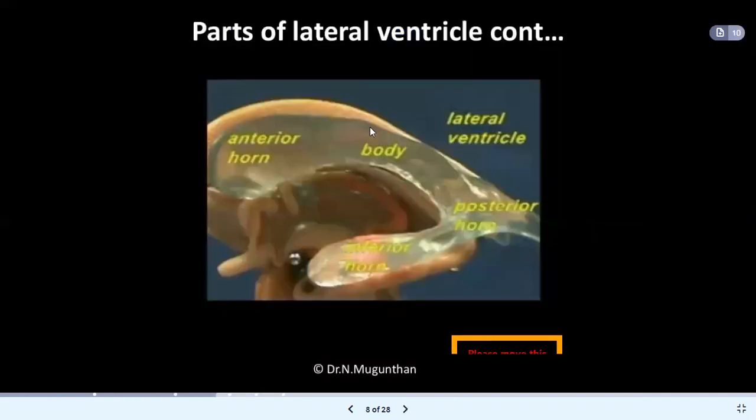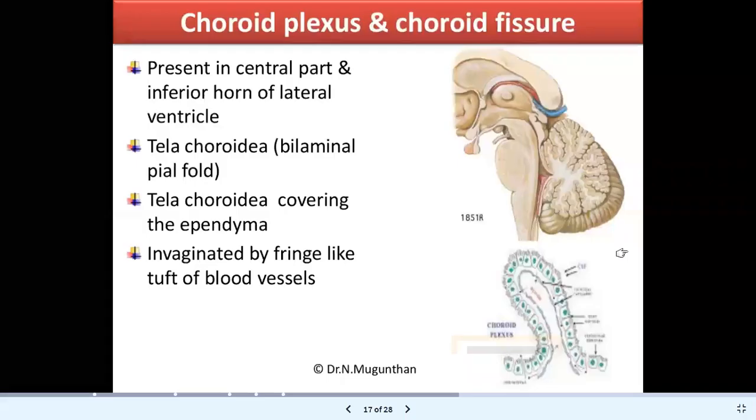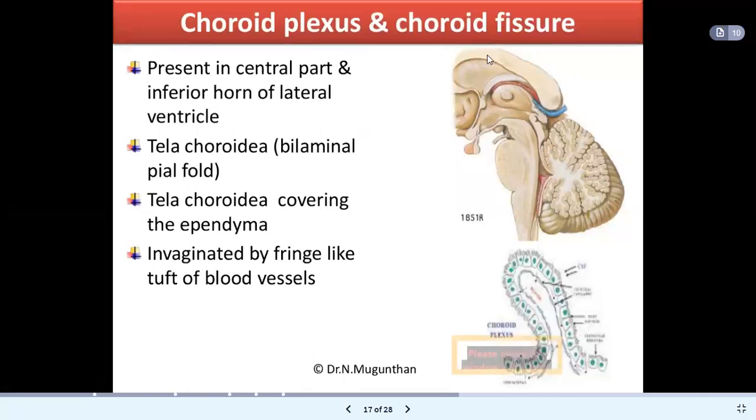So you have different pictures showing us the lateral ventricle. And of course, we have seen the relations. In this picture, we can see this is the corpus callosum, septum pellucidum, and here you are finding the choroid plexus, which is present in the choroid fissure. So choroid plexus and fissure are present in the central part and inferior horn of the lateral ventricle.